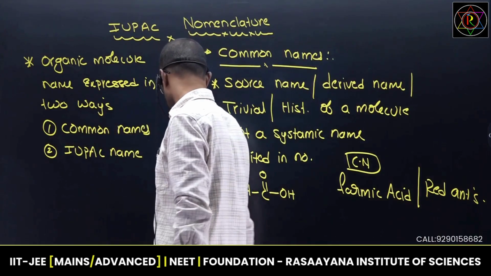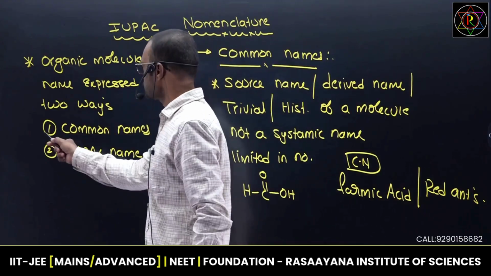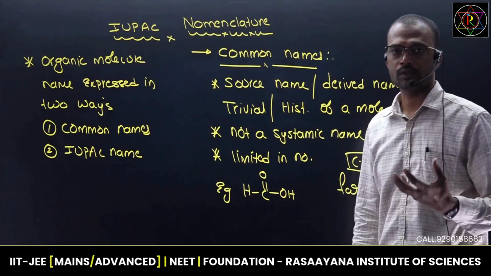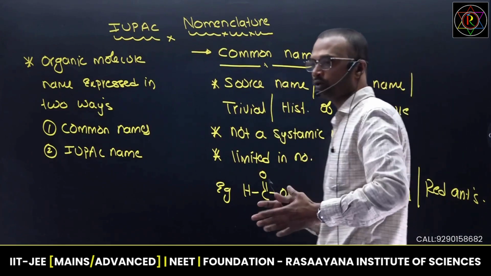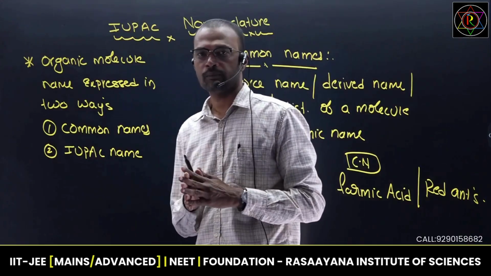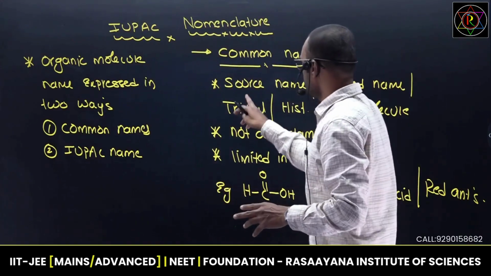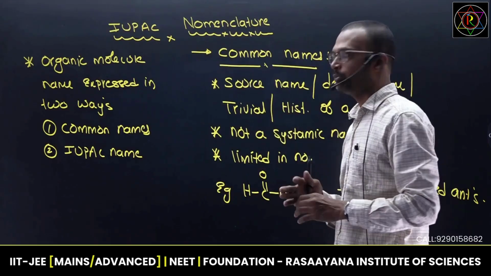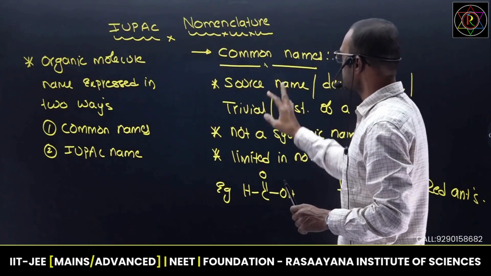First one is the common name. Second one is the IUPAC name. What does the common name indicate and what does the IUPAC name indicate? Common name is nothing but the previous history of that molecule or source name, also called trivial. Trivial means previous: from where it is extracted, where it is derived, what is the previous history of that molecule. Based on the corresponding sources, these names are given.